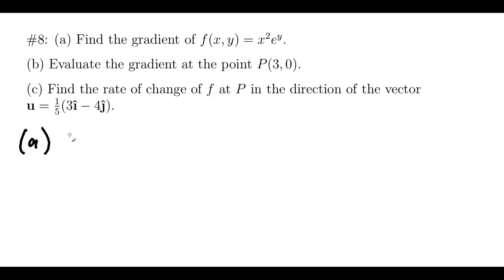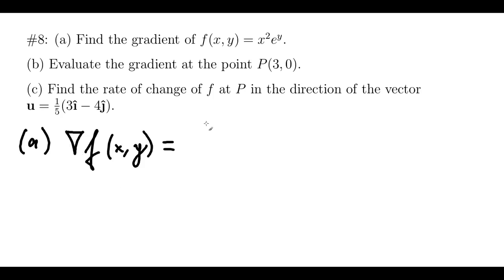We are asked to find the gradient of f. That's written as del f, or you could write out grad f. And we want that at x and y. Now, I often use angle bracket notation because it's a little bit more compact, but here in a later part, we have i and j. So I'll go ahead and use the i and j for now.